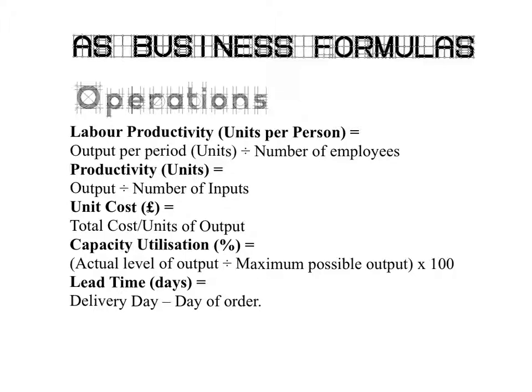Now, just emphasising that this is for labour. Remember, productivity can link to all different types of inputs, but we're just focusing on labour, and it's measured in units per person or units per employee. So it'd be the output per period, and that could be in units, or it could be the specific product or service, divided by the number of employees. Now, you'd want the labour productivity to be as high as possible because it would show that the business is efficient, maybe it's more cost effective because of how they're utilising their labour force.